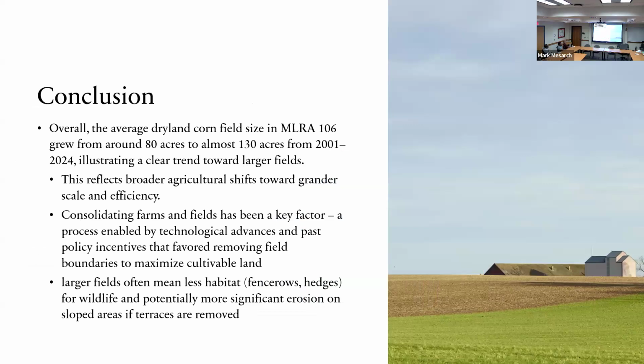A little bit of a conclusion: overall the average dryland cornfield size grew from around 80 acres to almost 103 acres, and this is individual field size. The average farm size in Nebraska is growing as well, hitting around 956 acres in this MLRA across the 20 years. Of course, illustrating a trend towards larger fields, as a lot of us are aware that farmlands are consolidating, with a shift towards larger scale and larger efficiency.